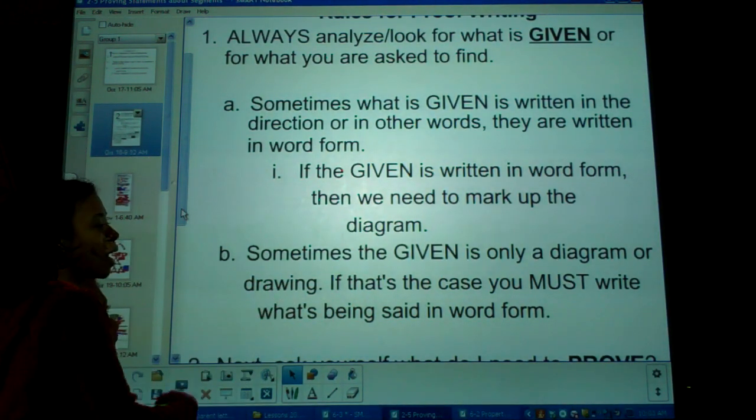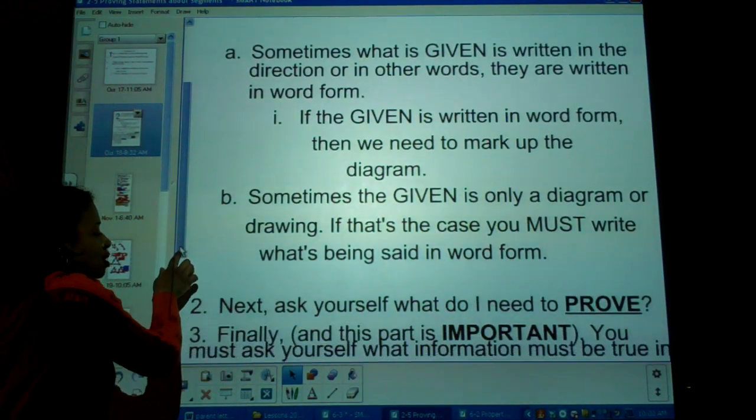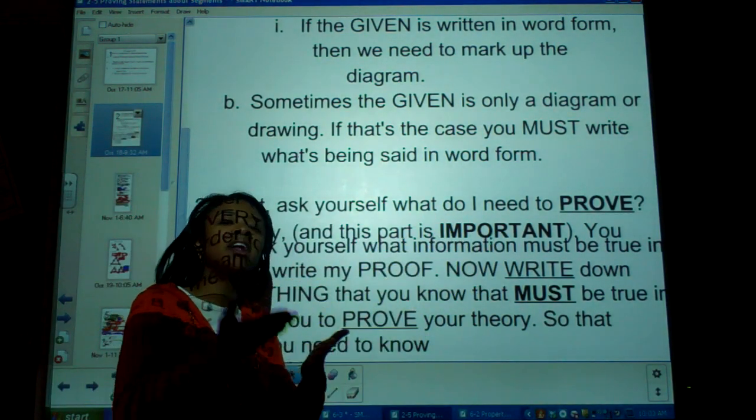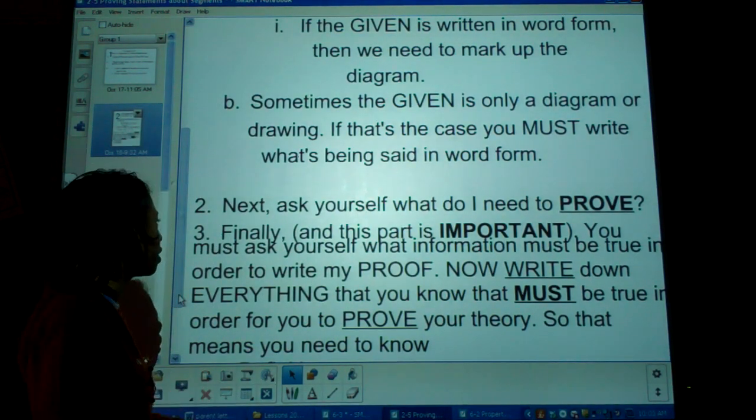If that's the case, you must write what's being said in word form. So sometimes we have to write things out or draw the picture, as I stated. Next, you always ask yourself, what must I prove? What do I need to prove? What are they asking me to prove to them?